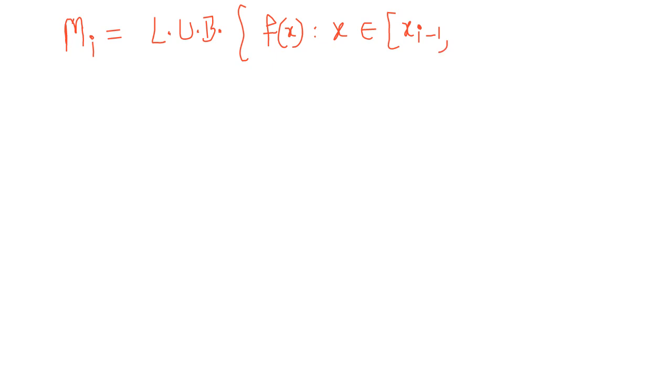Now see, we have to find capital Mi. What is capital Mi? Capital Mi is your least upper bound, of f of x where x belongs to x(i minus 1) comma xi. So where will we find capital Mi now? Aryan says it is xi. So you will get there f of xi.